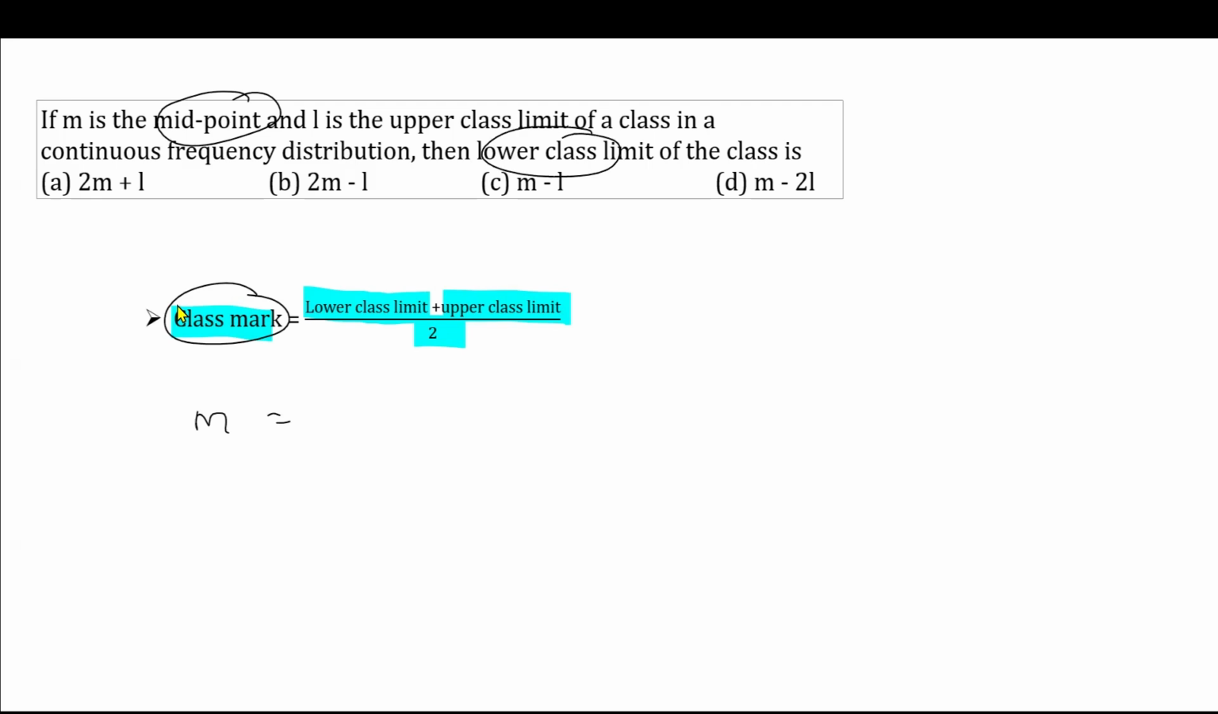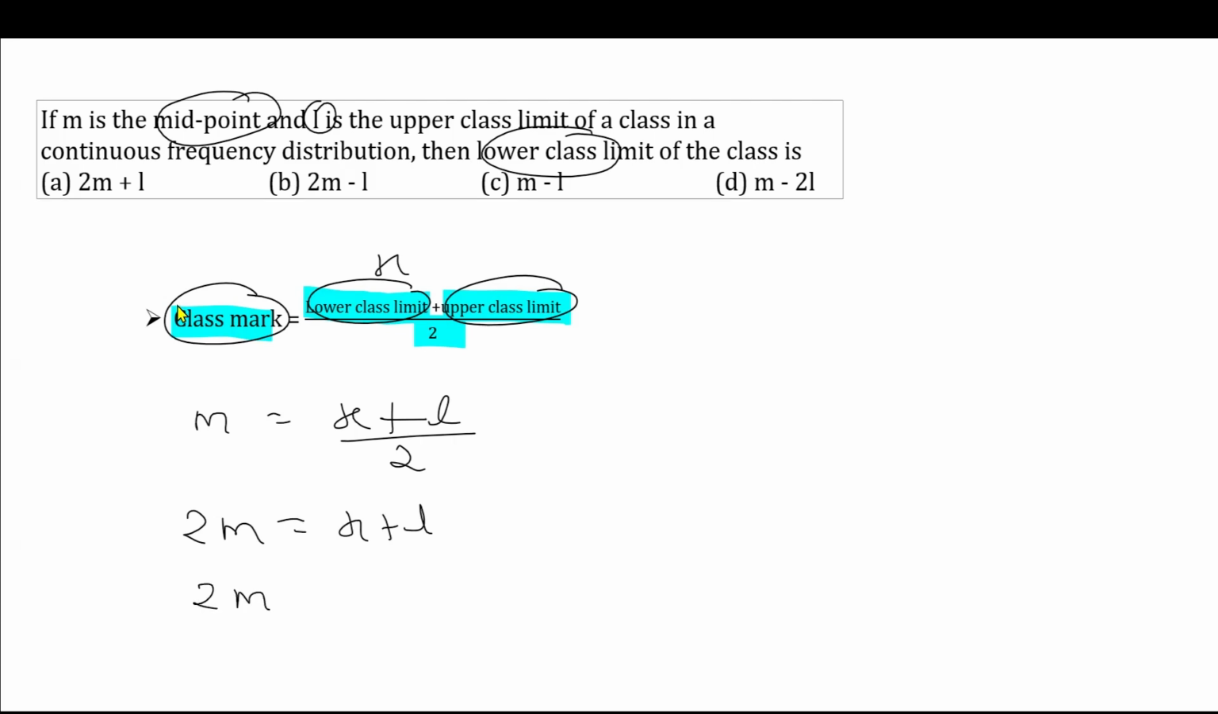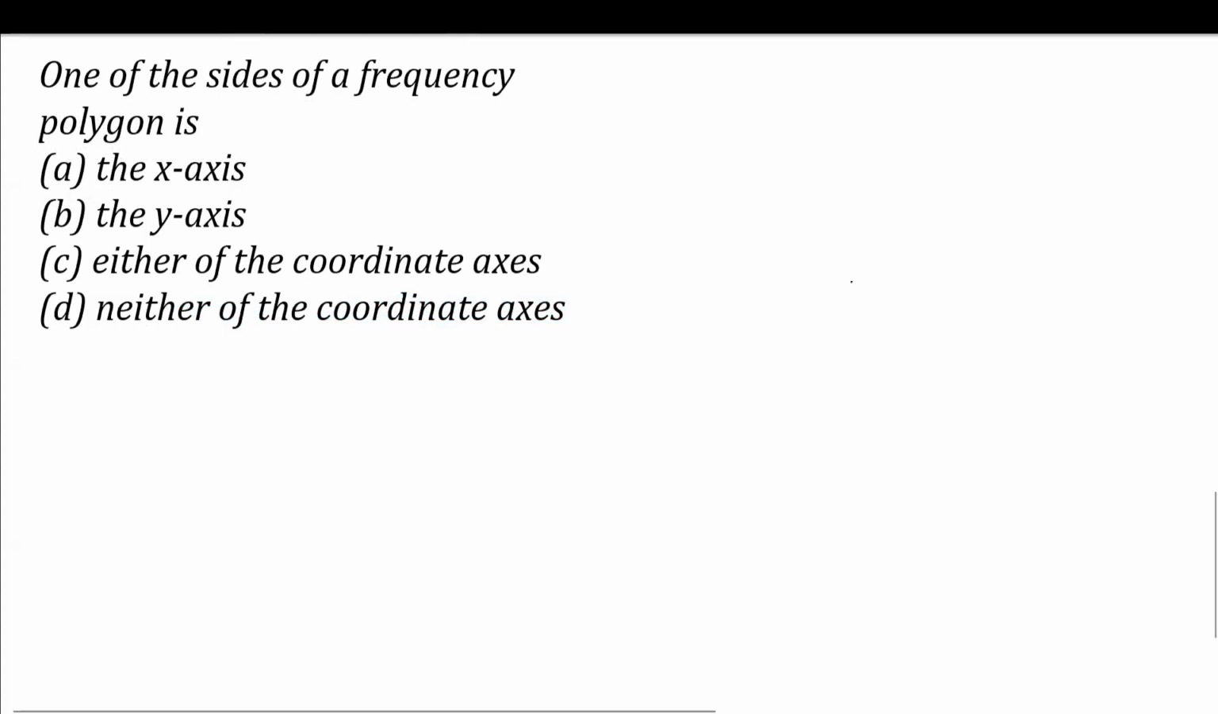The lower limit is what we have to find out, so let's say I take the lower limit as x as of now, plus the upper limit, which as per the question is L, divided by 2. On transposing, 2m is equal to x plus L. Transposing L to the other side, 2m minus L is equal to x. So the lower limit in this case is 2m minus L. That is B, the correct answer in this case.